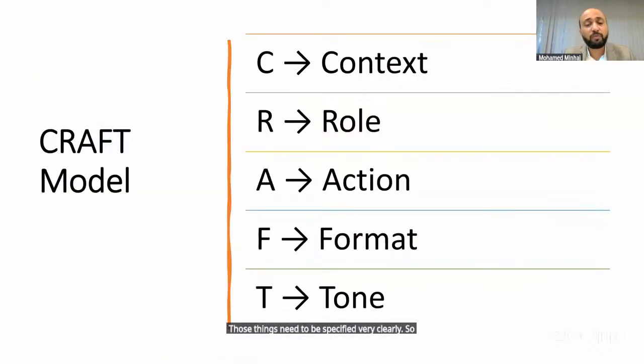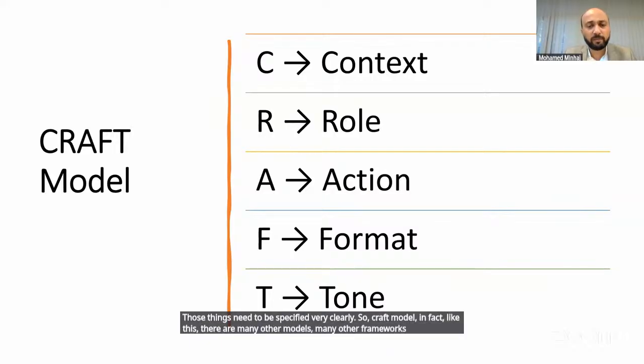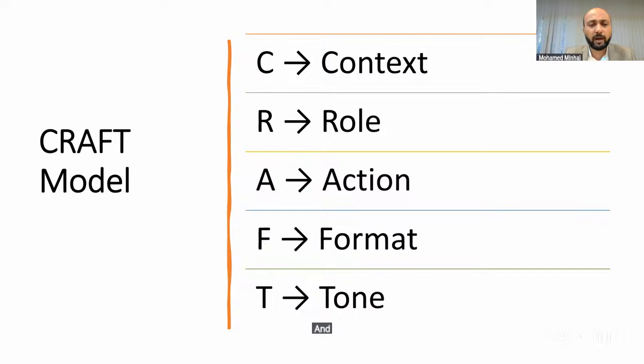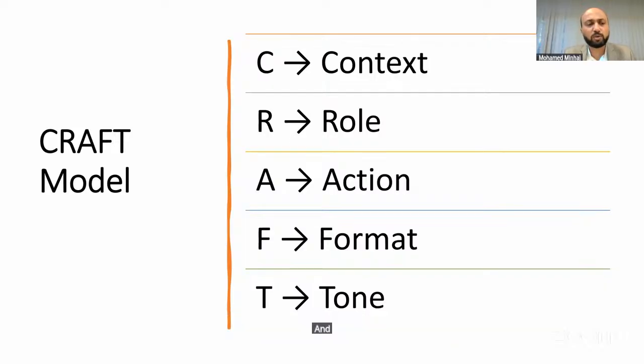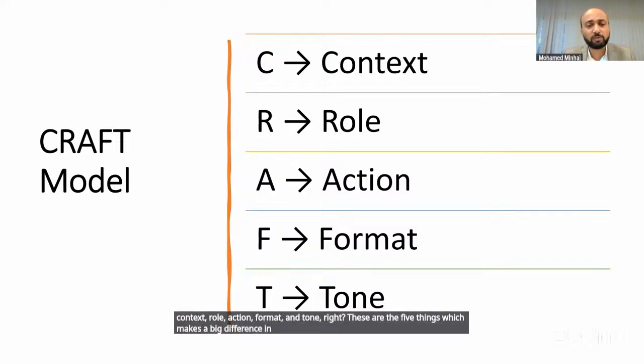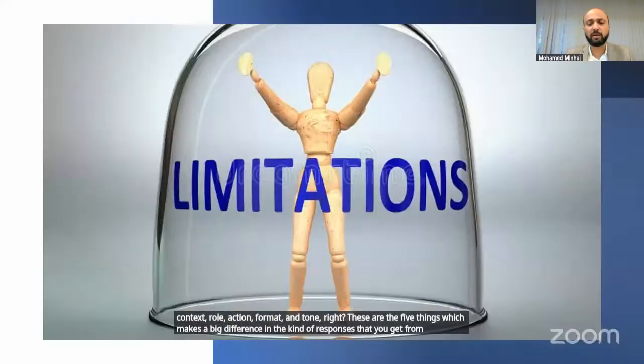So the CRAFT model. Like this, there are many other models and frameworks which have been devised and are being advocated by people who are teaching prompt engineering. I just took up one, a widely used one. It's called the CRAFT model: context, role, action, format, and tone. These are the five things which make a big difference in the kind of responses that you get from ChatGPT, or any other GenAI tool.